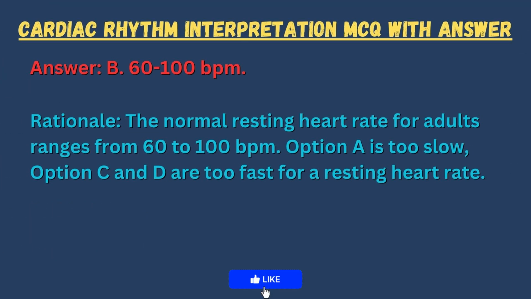Answer: B. 60 to 100 BPM. Rationale: The normal resting heart rate for adults ranges from 60 to 100 BPM. Option A is too slow. Options C and D are too fast for a resting heart rate.